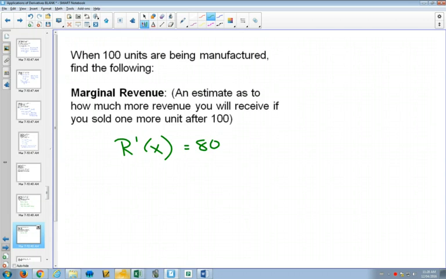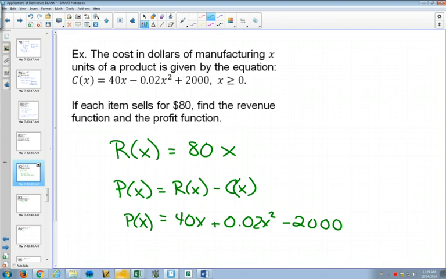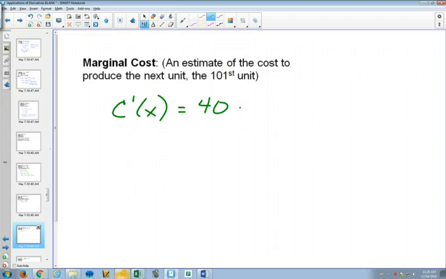Not a very exciting equation at this point, because we already knew that. But where the derivatives are more powerful is when you want to find things like your marginal cost or your marginal profit. So if we look at a derivative of our cost function, I'm trying to remember the equation off the top of my head. It was 40x minus 0.02x squared. So the derivative will be 40 minus 0.04x.